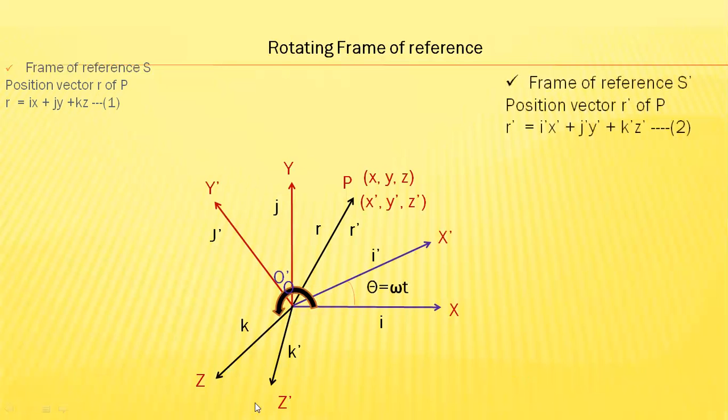Now, we have to find the position vector r dash with respect to the frame of reference S dash. Here r dash is the position vector of the particle P with respect to the rotating frame of reference, which is rotating with uniform angular velocity omega, and r dash equals i dash x dash plus j dash y dash plus k dash z dash.